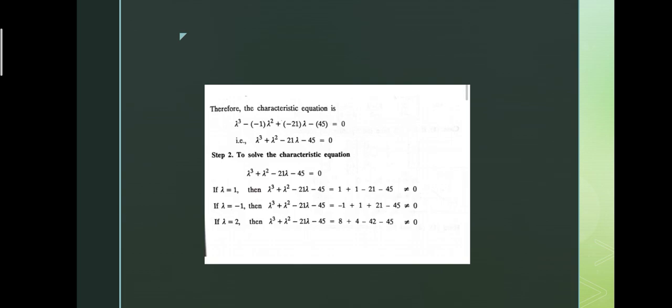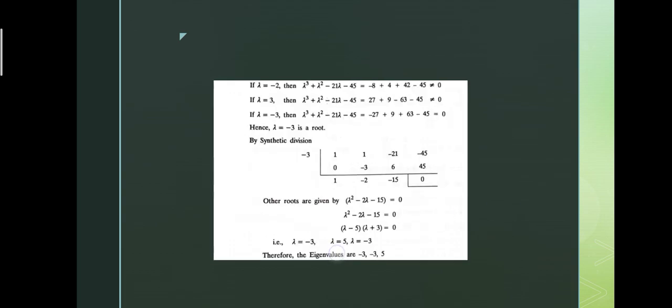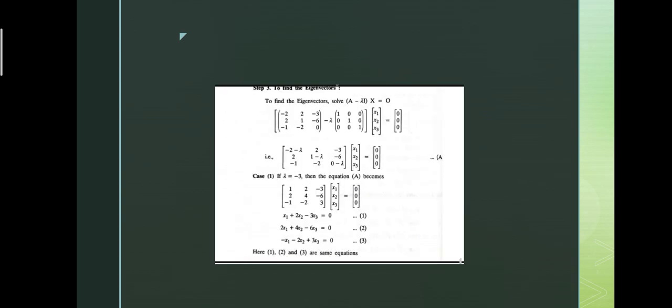Step 2: find the roots of the characteristic equation. We substitute λ = 1, -2, 2 and so on, and we get a nonzero value. But when we substitute λ = -3, we get 0. Hence λ = -3 is a root, found by synthetic division. The remaining equation we get is λ² - 2λ - 15 = 0. Hence we get the roots 5, -3, -3.